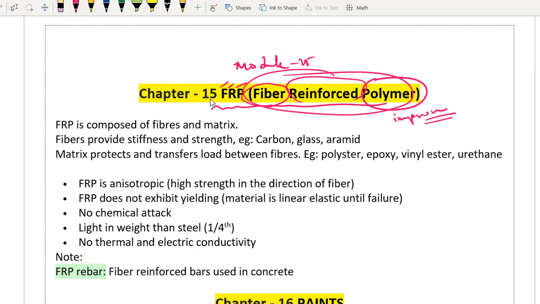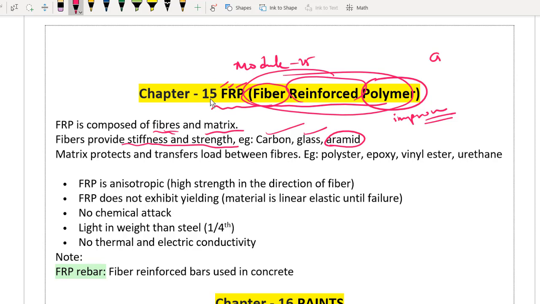So FRP is composed of two things. One is fibers, other is matrix. Matrix means the thing which is actually your polymer. Okay, so we are adding the fibers. These fibers, what they do, they provide stiffness and strength to our polymer now. And basically what are the fibers we use? Carbon fiber, glass fiber, aramid.